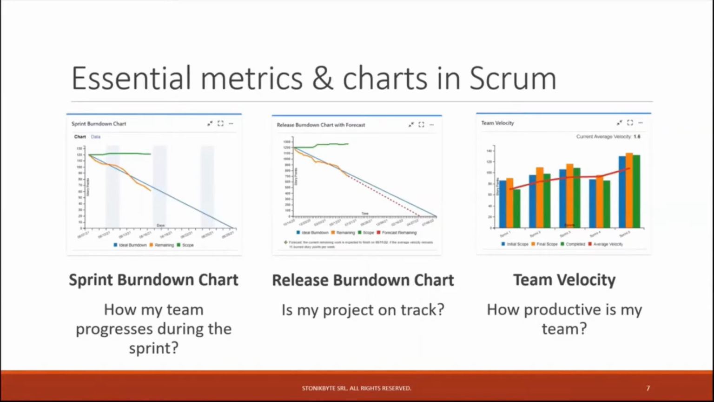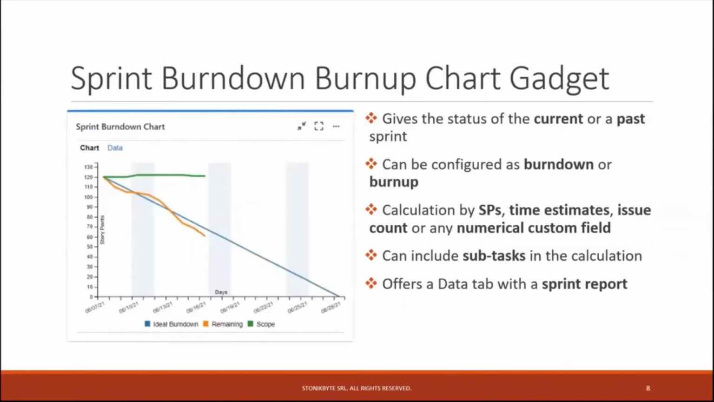And for these three metrics, our plugin offers three gadgets, one gadget for each of these. The first one is the sprint burndown chart gadget, which, as I said, gives the status of the current or a past sprint. What is cool about this gadget, for example, is the fact that it can be configured as a burndown chart, as it is here, but also as a burnup chart. I will show you right after.